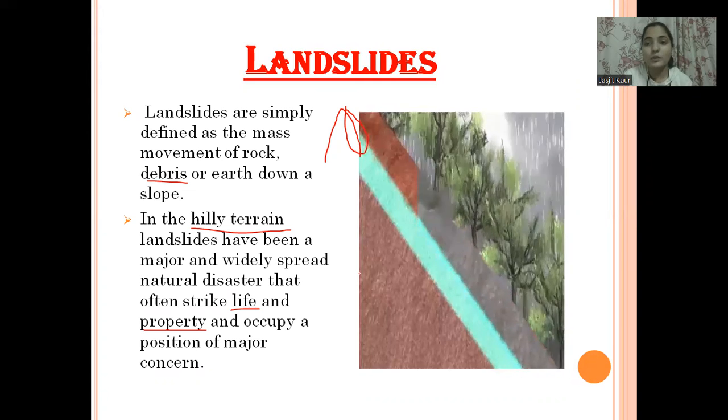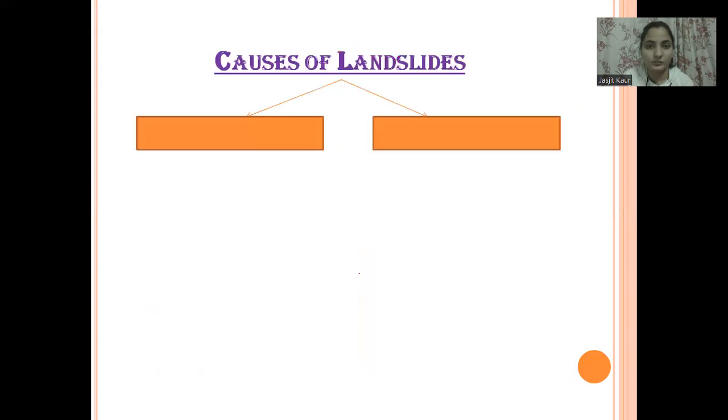So now you must be wondering what causes landslides. We have two different types of causes. Here is a hint: you can think about the causes of landslides and you can write them in the comment section. One is, as you can see in the previous slide, rainfall. So we have natural causes and we have human causes.